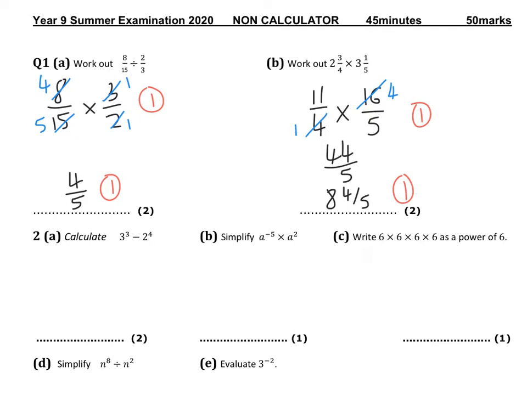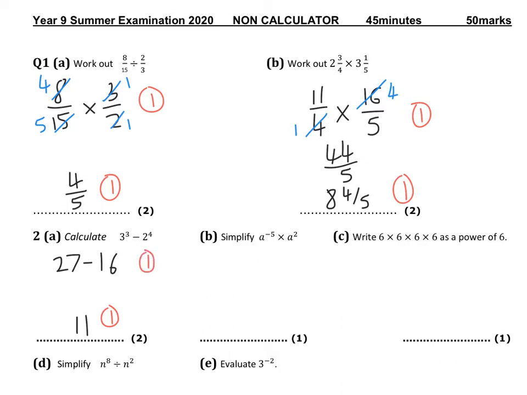2a. Calculate 3 cubed minus 2 to the power of 4. Well, 3 cubed is 3 times 3 times 3, which is 27. And 2 to the power of 4 is 2 times 2, which is 4, times 2, which is 8, times 2, which is 16. And 27 minus 16 gives 11. And 2 marks if they've got the final answer. Split that up by giving 11 1 mark. And if they've got 27 or 16, one of them shows that they understand indices, so any one of 27 or 16 for 1 mark.